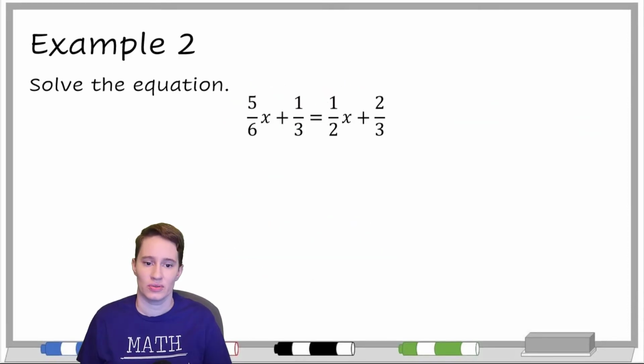Alright, example 2. So we've got fractions. Let's think about what our best denominator would be. We have a 6, a 3, a 2, and another 3. Now we can turn all of those into 6.